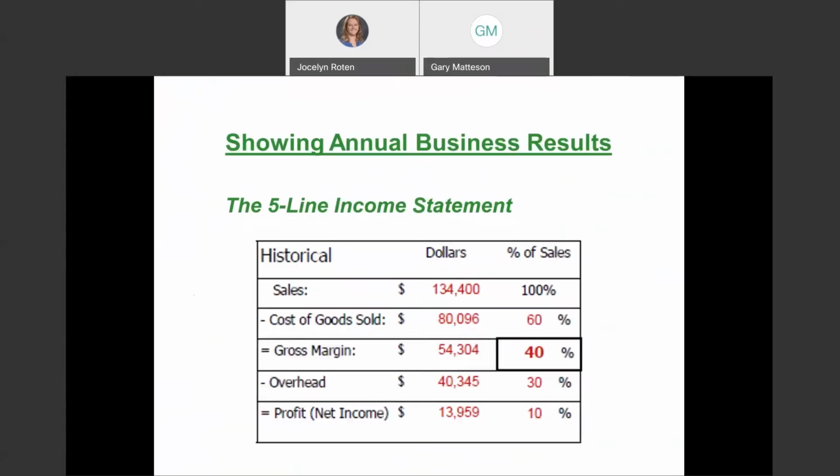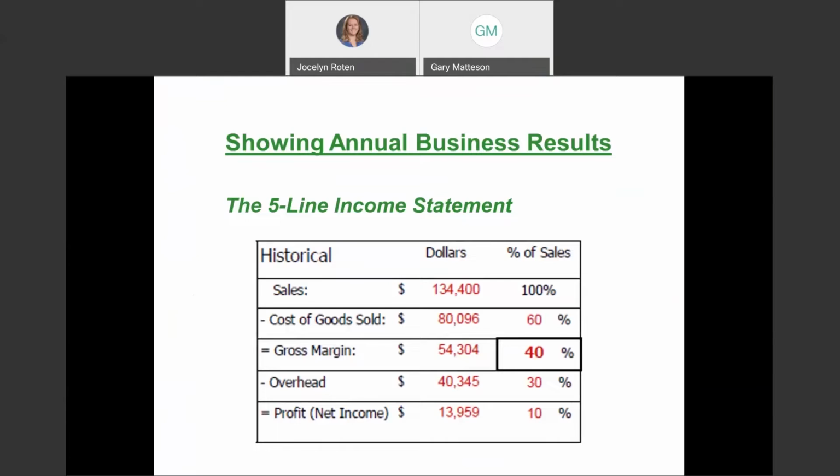So as we look at just a five-line income statement, this again is an equation. You can see on the left-hand side, sales minus cost of goods sold equals gross margin minus overhead equals net profit.